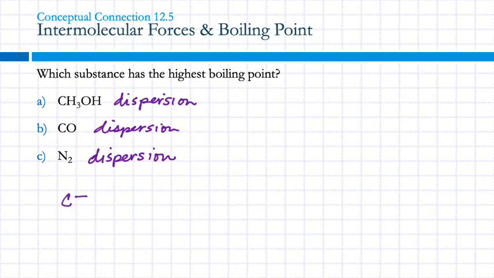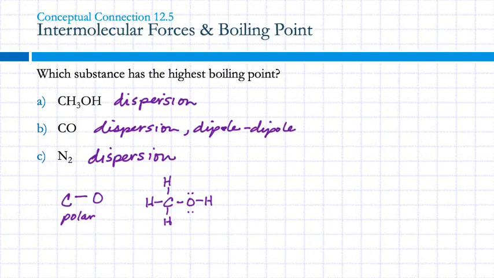We've got carbon monoxide, and then we've got methanol. For carbon monoxide, it really doesn't matter if it's a double bond or a single bond, because there's only the one bond. Is this bond polar? Yeah. So this is polar, so what does that mean in terms of intermolecular forces? It's got dipole-dipole forces. Is this one polar? Yeah. It's lopsided, right? Does it have dipole-dipole forces? Yes, it does.